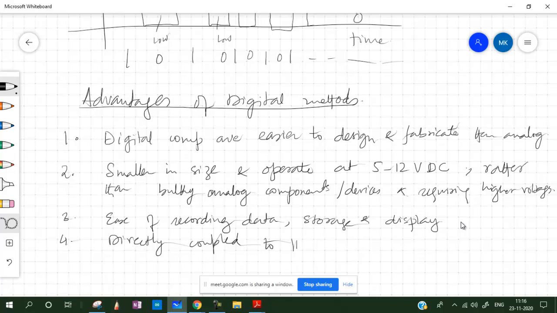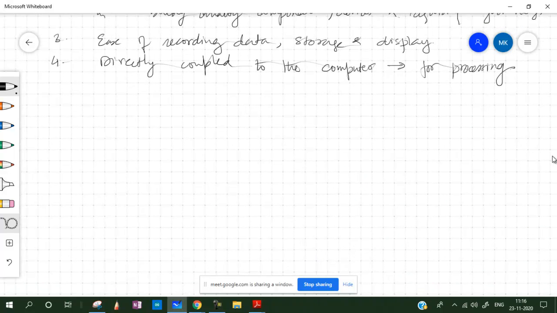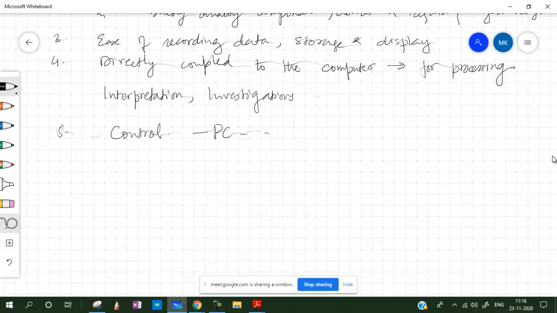So directly couple to the computer, which is necessary for processing, which can be used for interpretation, investigations. And fifth one, you can maybe separately talk about control, a PC based control, which is a direct control.